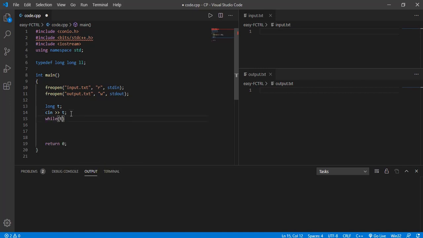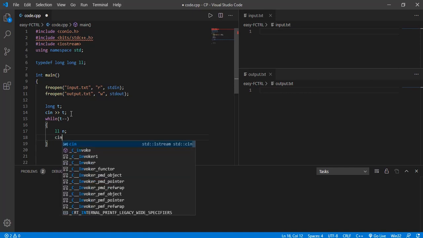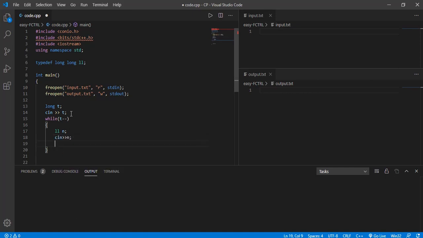So this while t minus minus loop means that we are going to take all the test cases one by one. So LLN, since the n restriction is that the maximum value can be 10 to the power 9, we have to keep it long. Now let us take in n as well.